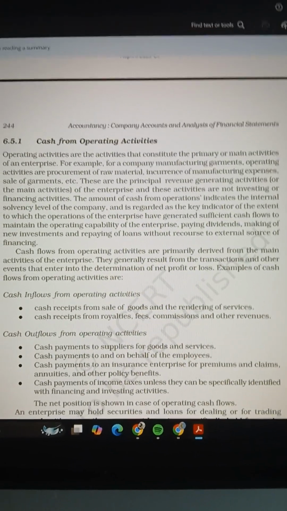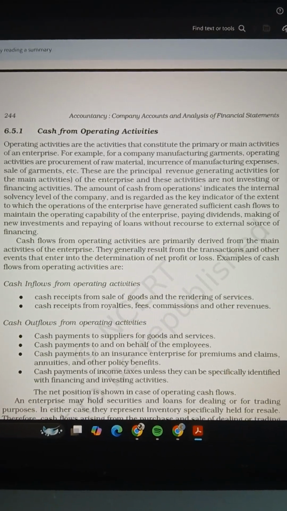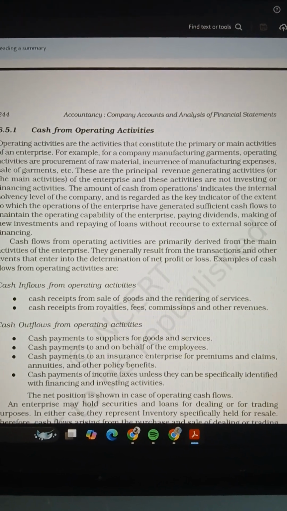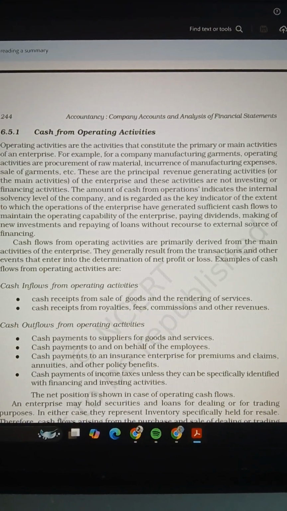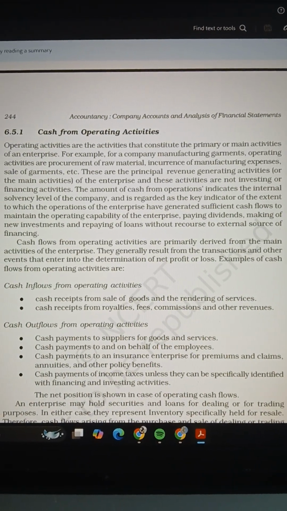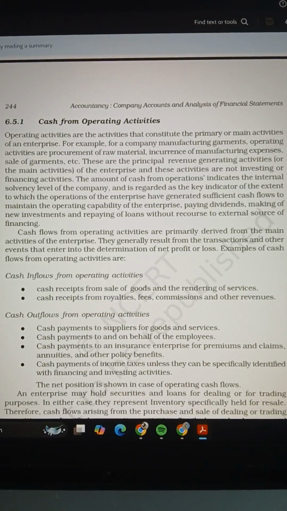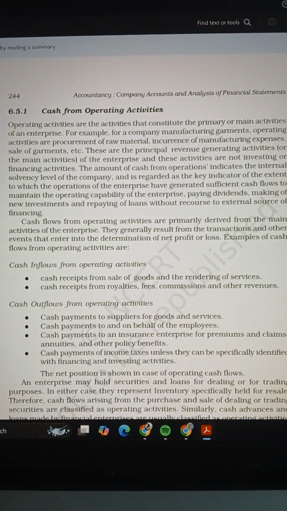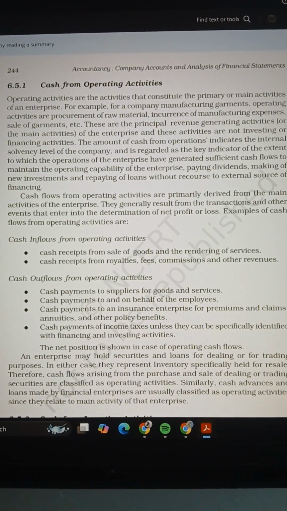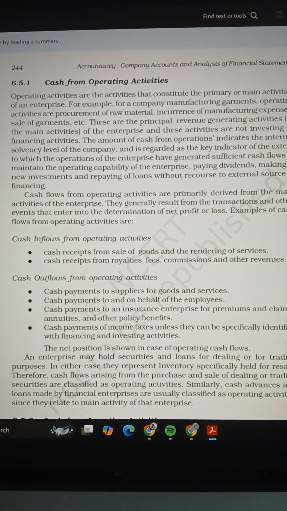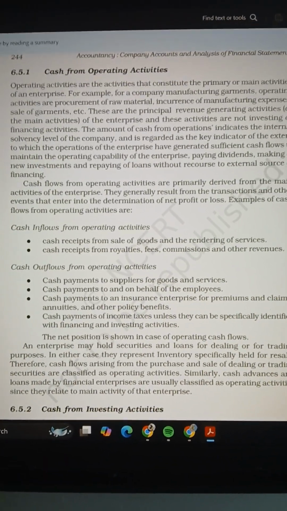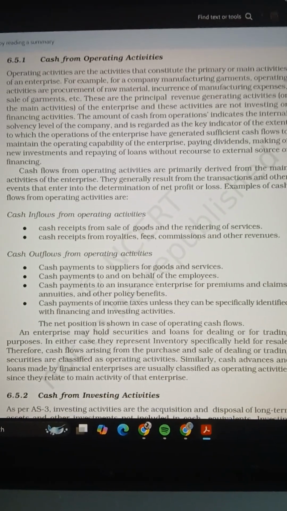Cash flows from operating activities are primarily derived from the main activities of the enterprise, as discussed earlier. They generally result from the transactions and other events that enter into the determination of net profit or loss. Examples of cash flows from operating activities are cash inflows from operating activities, that is the cash receipts from the sale of goods and rendering of services, and cash receipts from royalties, fees, commissions, and other revenues.